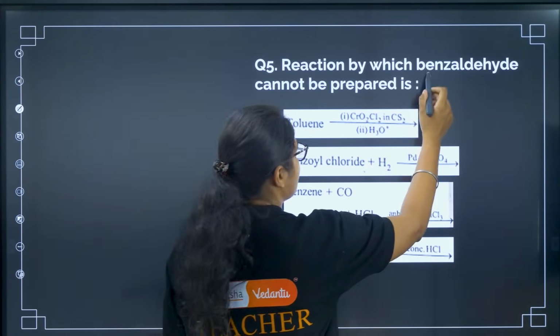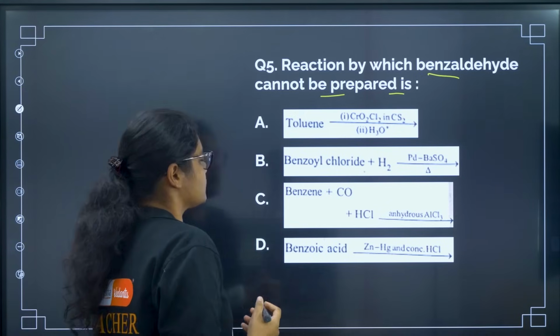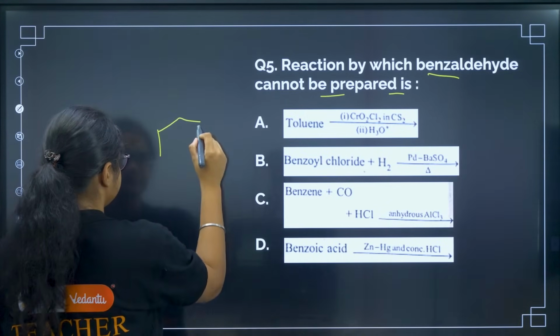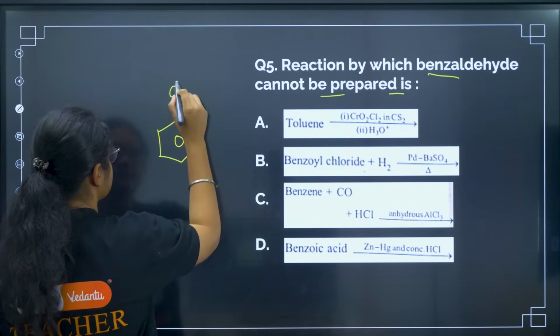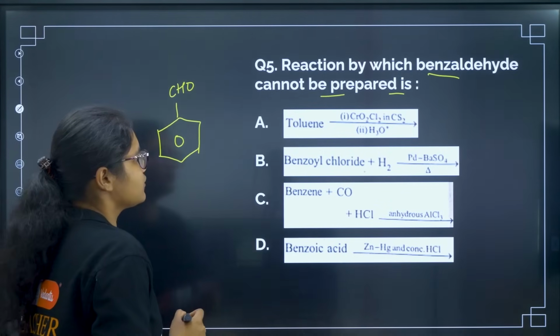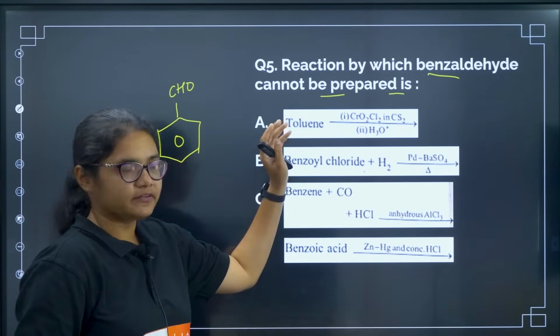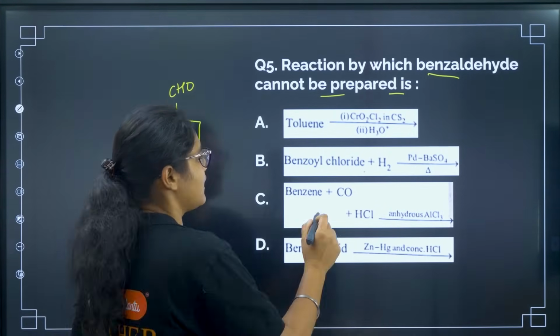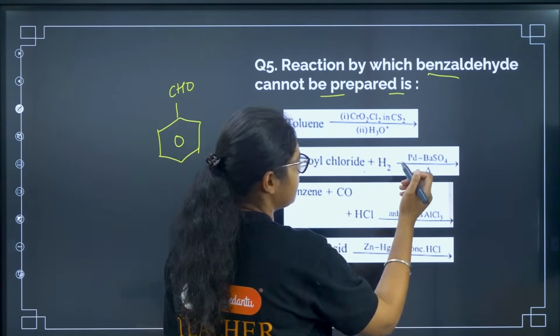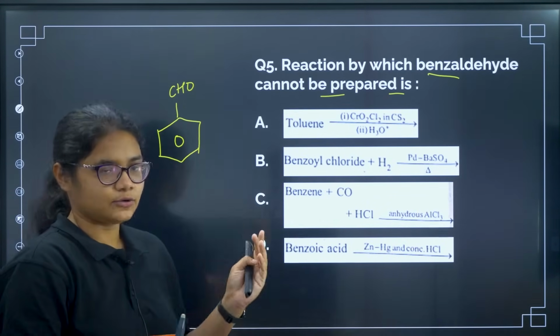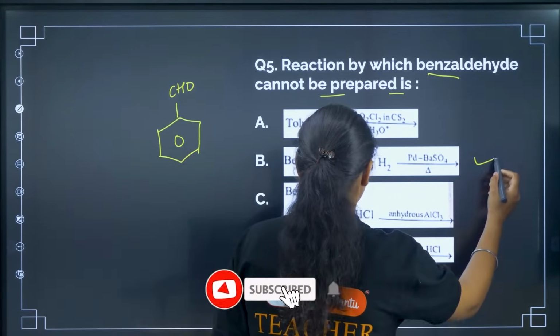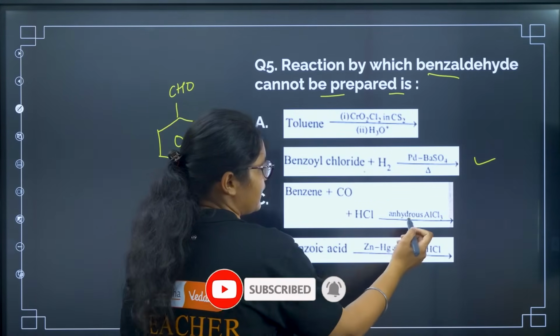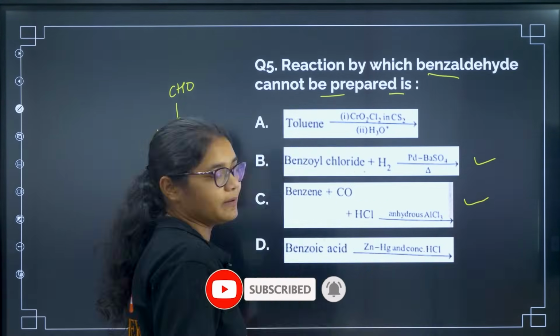Reaction by which benzaldehyde cannot be prepared. So we have to prepare benzaldehyde. So this is the structure of benzaldehyde. So the first reaction, this can be prepared. It is similar to Etard reaction. Then we have benzoyl chloride with H2 and palladium barium sulfate. This is Rosenmund reaction. This one can also be prepared. Benzene with CO, HCl and anhydrous AlCl3 can also give you benzaldehyde.